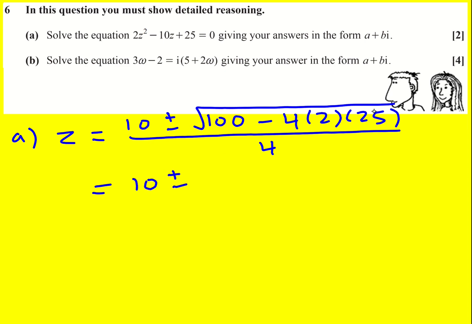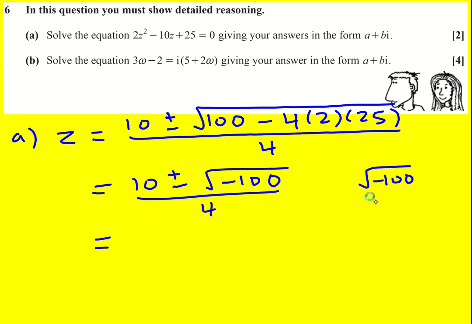And 4 times 25 is 100. 100 times 2 is 200. So actually this is going to be the square root of minus 100. And that you can write as, I'll just do it over here, the square root of 100 times the square root of minus 1. So it's equal to 10i.